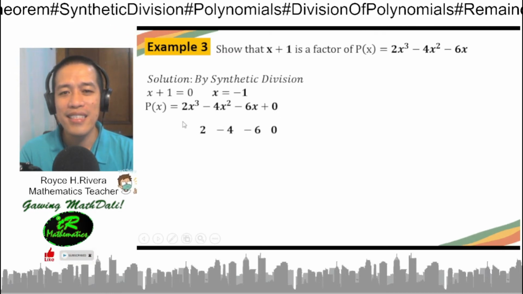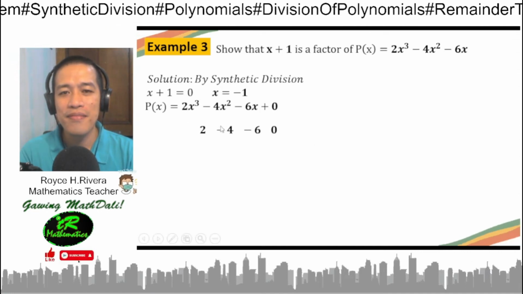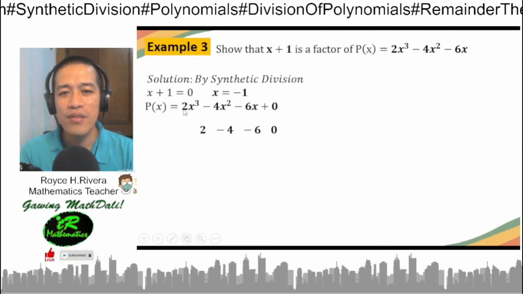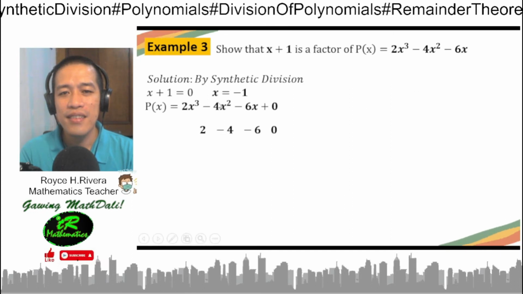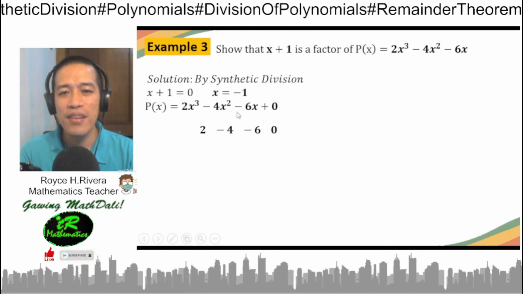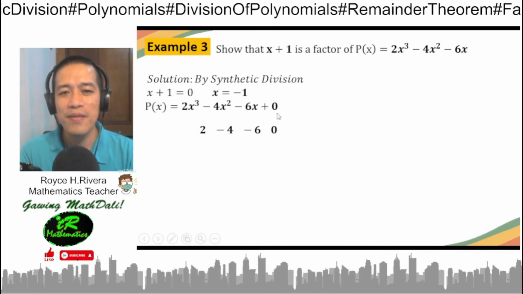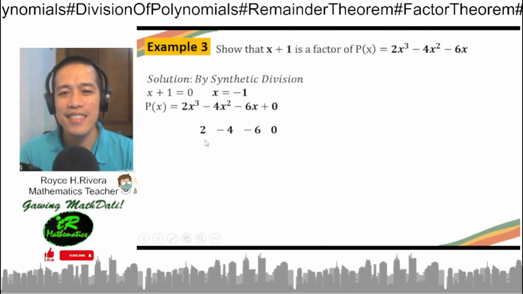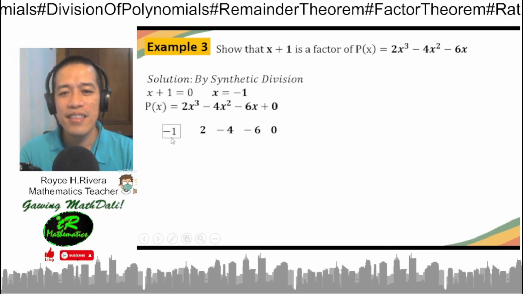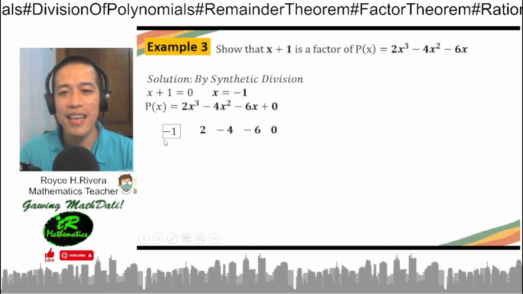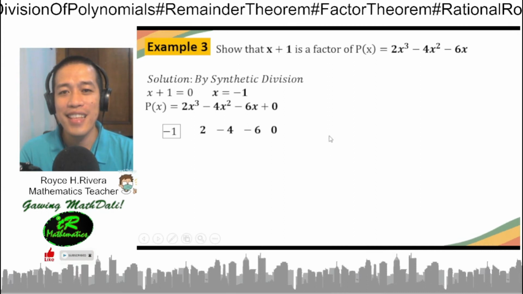We will list the numerical coefficient of each term. The numerical coefficients are 2, negative 4, negative 6, and the constant term 0. Then we write our divisor. Our divisor is negative 1. So now we are ready to divide using synthetic division.